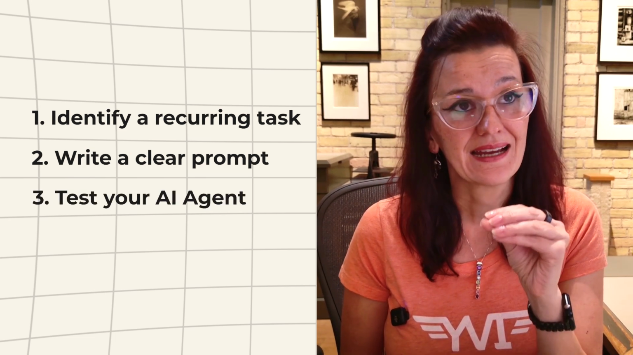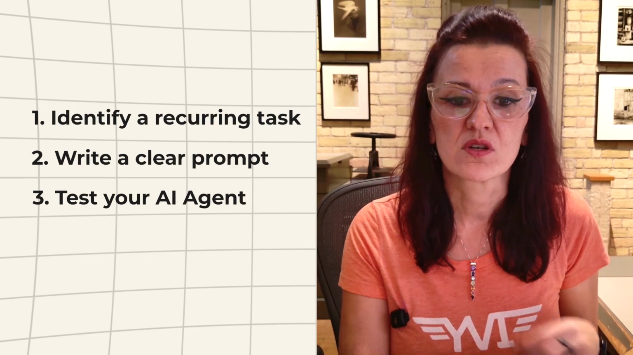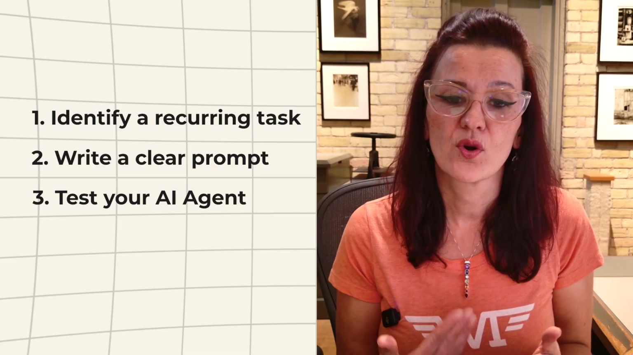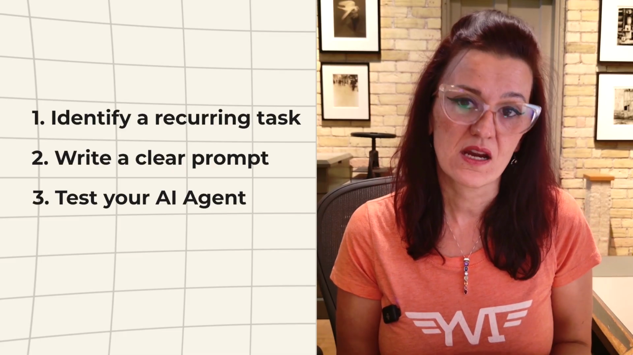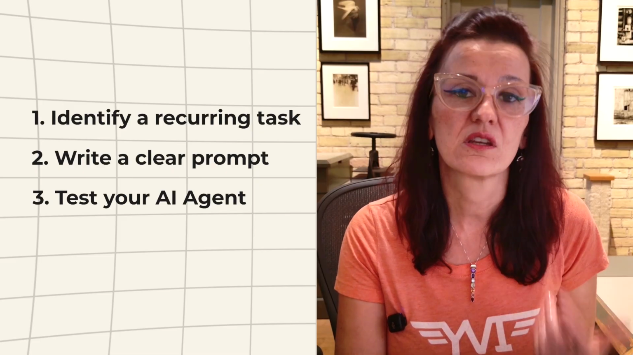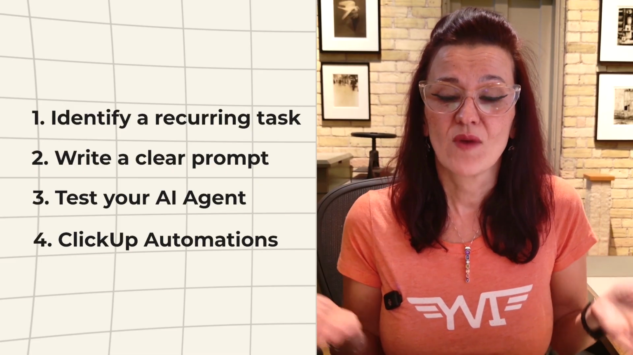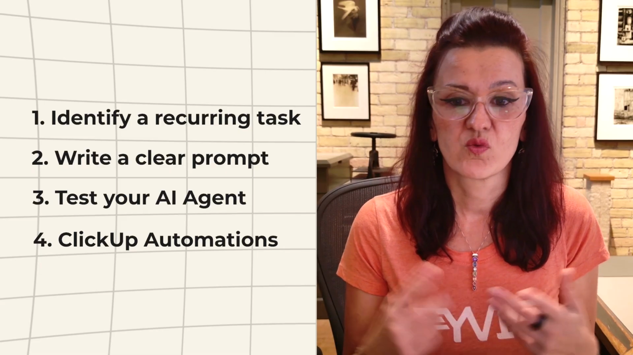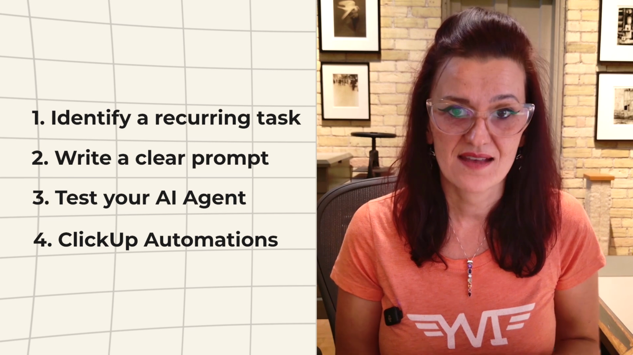Test your AI agent. Again, the AI agent is only as precise as your prompt. So test it and really put it to work with one real project to make sure it is calculating the dates correctly before rolling it out with your entire team and all of your projects. And then set up ClickUp automations to handle the follow-up actions once the AI agent sets the dates, like sending reminder emails or changing task statuses. And there you have it. You're all set and letting ClickUp AI agents do the heavy lifting for you.